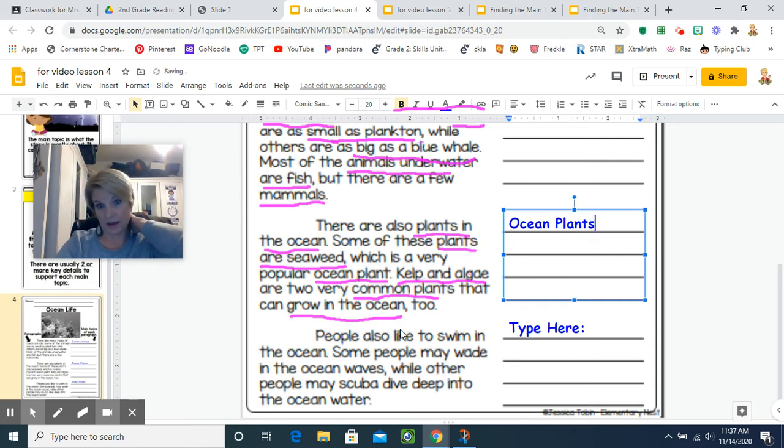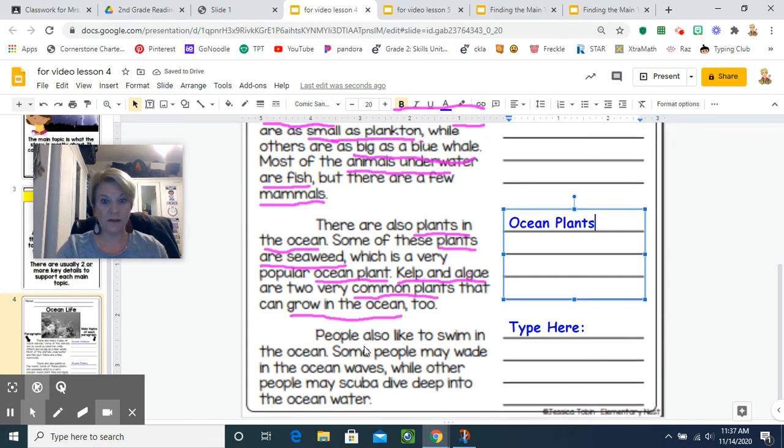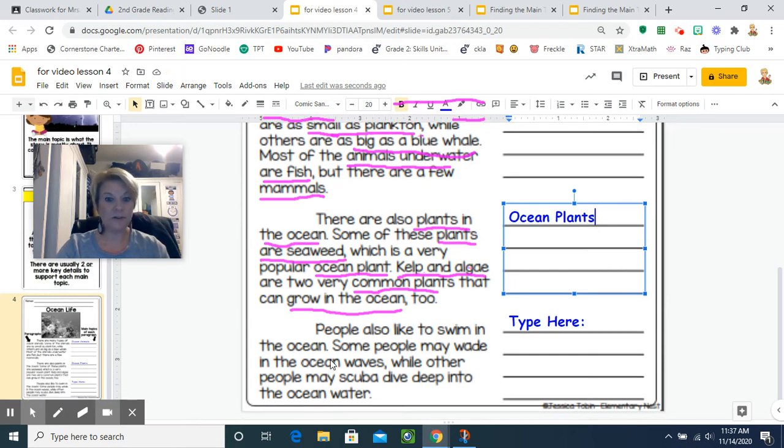Okay, all right, last paragraph. People also like to swim in the ocean. Some people may wade in the ocean waves, while other people may scuba dive deep into the ocean water. Okay, turn to someone and tell them what this paragraph was mostly about.